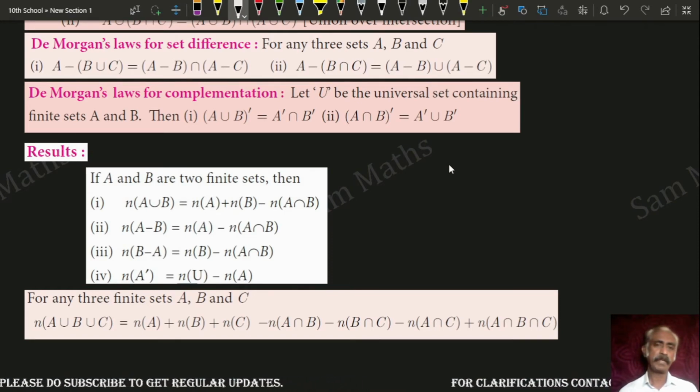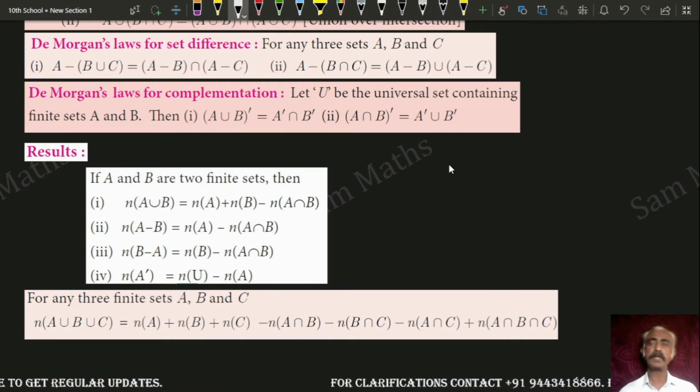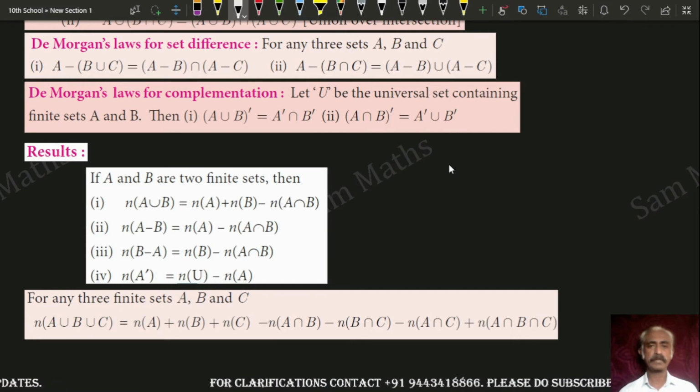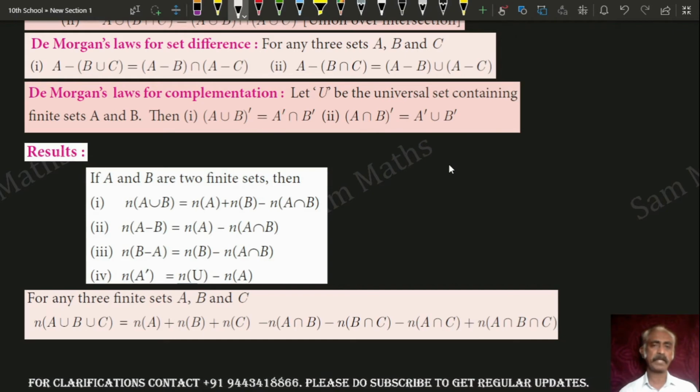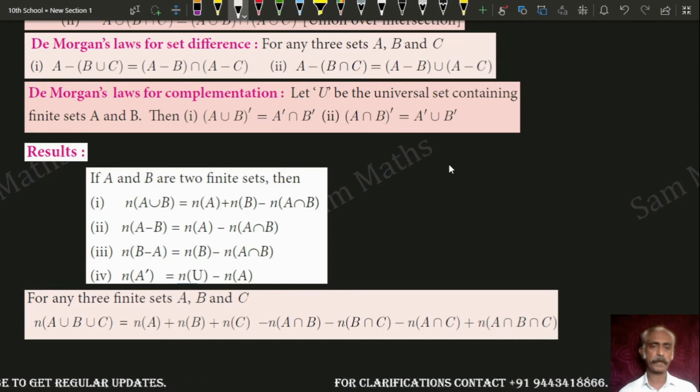If A and B are two finite sets, then first one, n of A union B is equal to n of A plus n of B minus n of A intersection B. Second one, n of A minus B is equal to n of A minus n of A intersection B. Third one, n of B minus A is equal to n of B minus n of A intersection B. Fourth one, n of A dash is equal to n of U minus n of A.